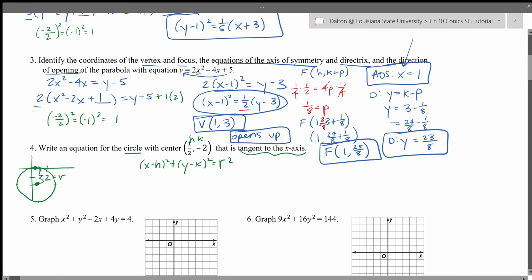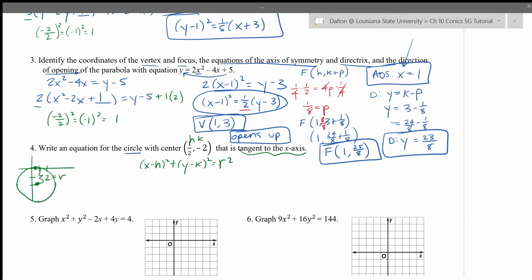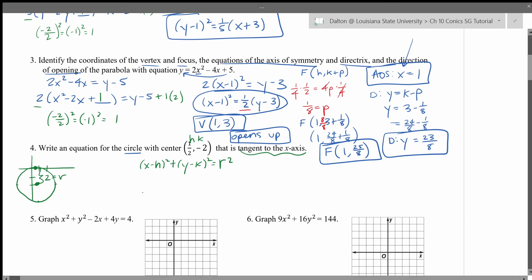So if I have h and k, I know the radius is 2. I just plug in those 3 variables, and I get (x minus 1/2) squared plus (y minus -2), which will change to (y plus 2) squared, is equal to r squared. So 2 squared will be 4. And guys, that's an easy place that people make mistakes, is they forget to square the radius, or on a multiple choice question, they forget that equations of circles are equal to r squared.